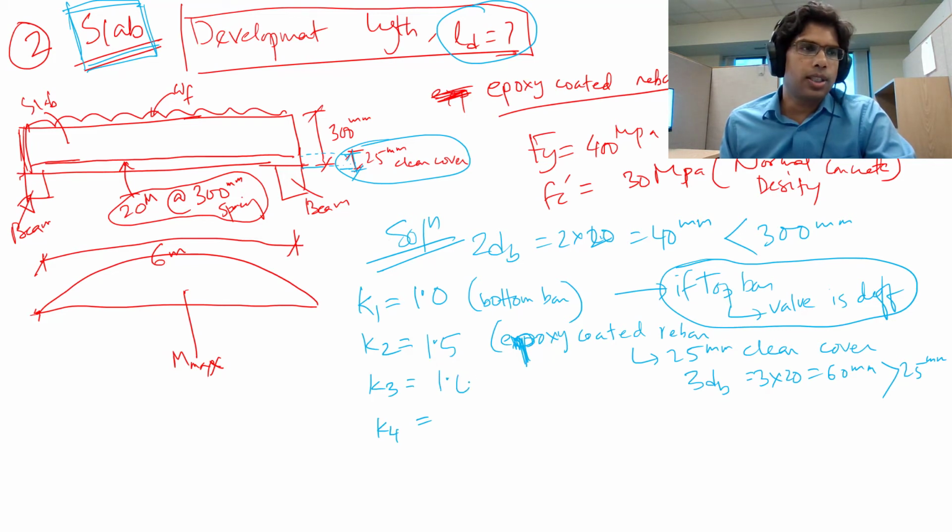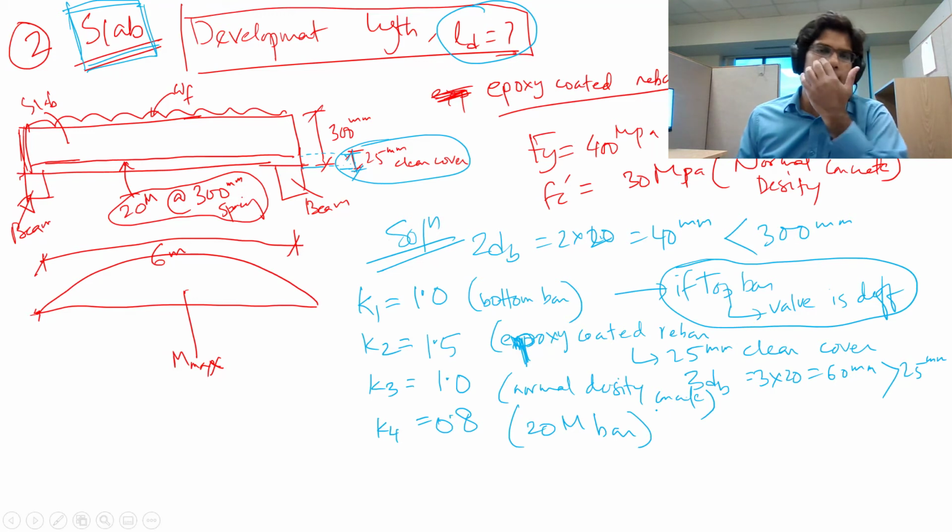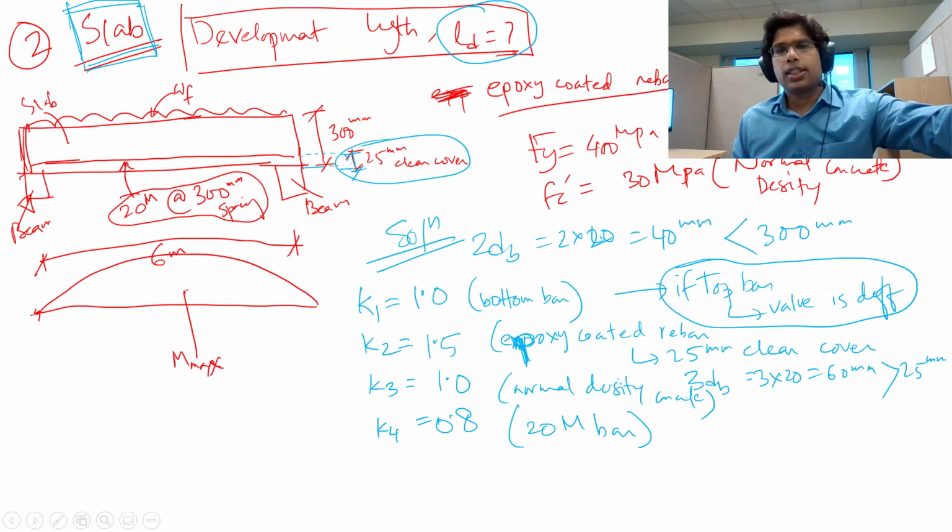K3 is equal to 1 for normal density concrete. And K4 is different, it's not 1. Who can say what is the K4 value? So the K4 value is 0.8 because we used 20 diameter bar, so less than 30 diameter. So that's why K4 value is 0.8, not 1.